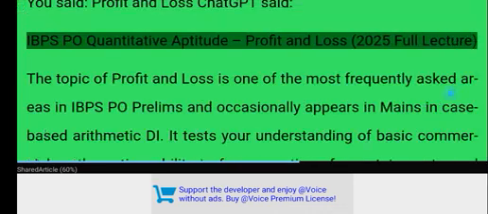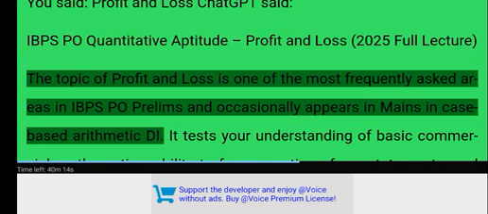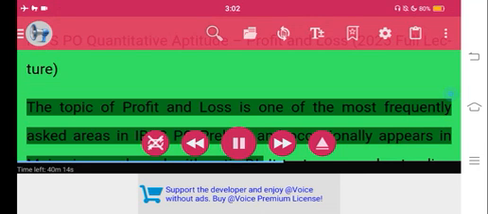IBPS PO Quantitative Aptitude, Profit and Loss 2025 Full Lecture. The topic of profit and loss is one of the most frequently asked areas in IBPS PO prelims and occasionally appears in mains in case-based arithmetic DI.